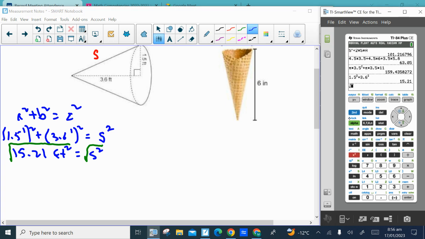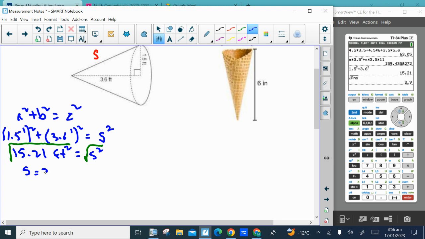And we'll take the square root of 15.21. The previous answer gives us exactly 3.9. Don't have to round that, which is nice. But there's s, our slant height. So now we can find our surface area.